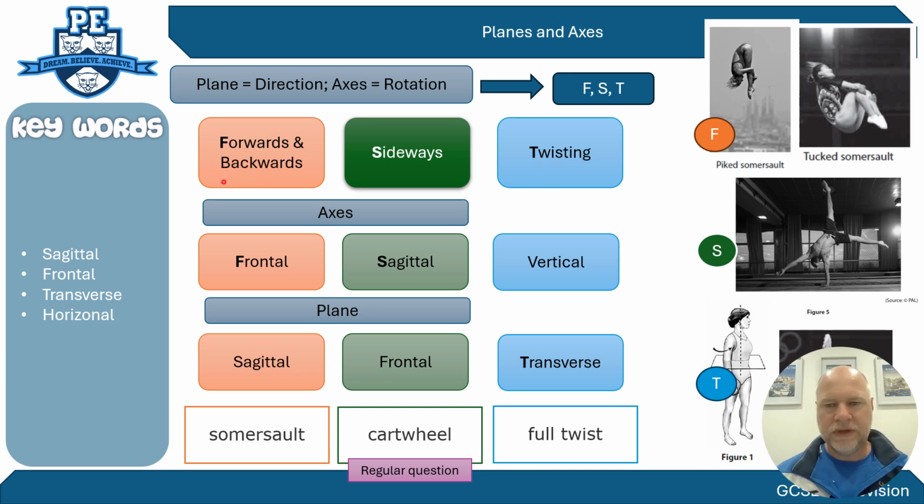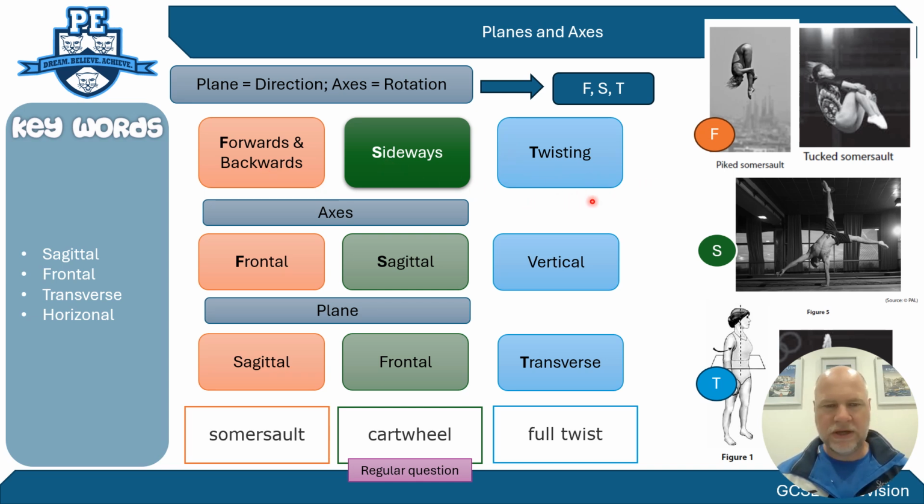An example that they do love to use is somersaults. They love the somersaults. I've just taken a few clips of that, and that's a forwards movement, or it could be a backwards movement, and they'll dictate if it's a piked front somersault or a tucked front somersault or a back somersault. But if it's got the word somersault in, we're talking about forwards and backwards movement, F. They love to use cartwheels, which is a sideways movement, S, and they love to use a full twist, and just behind my image there's a picture of someone doing a full twist, and the T for twisting. Okay, so we've got F, S, T.